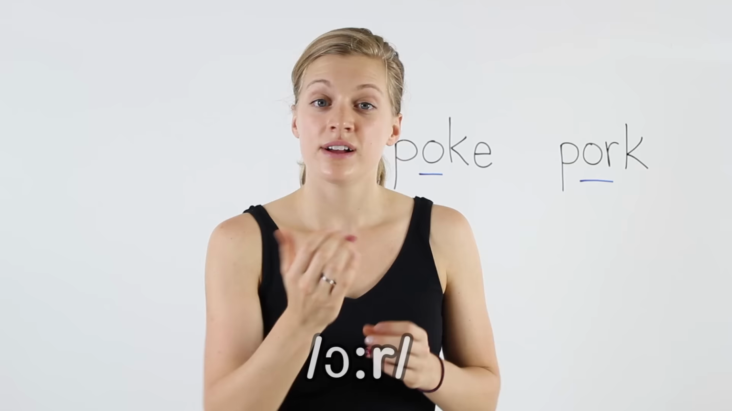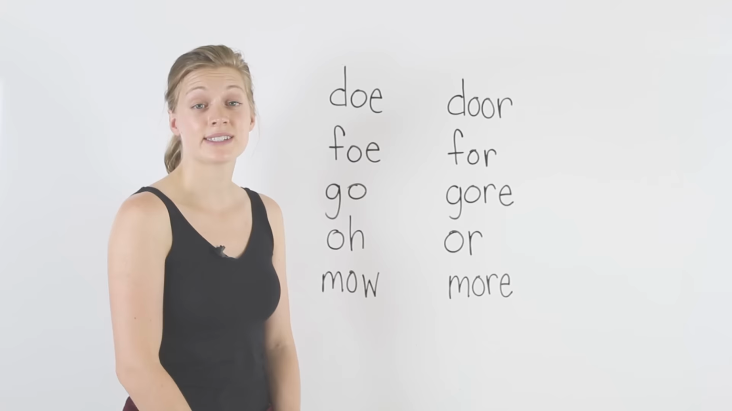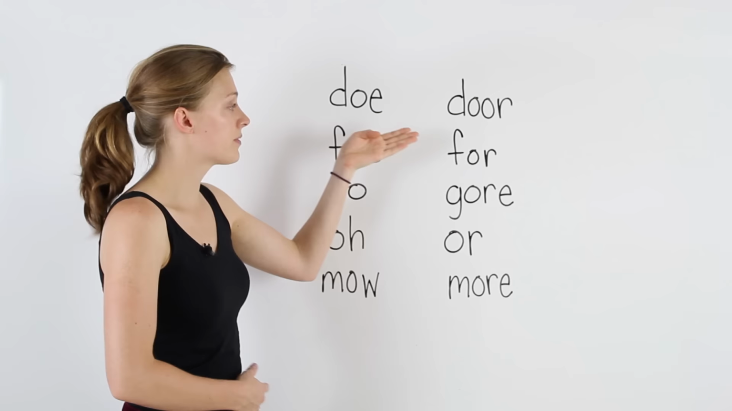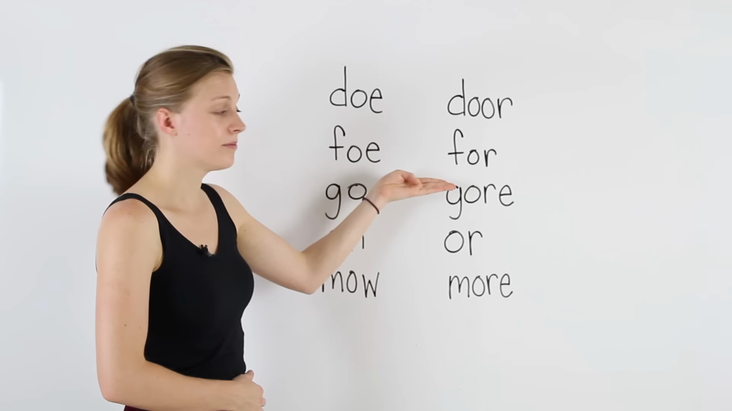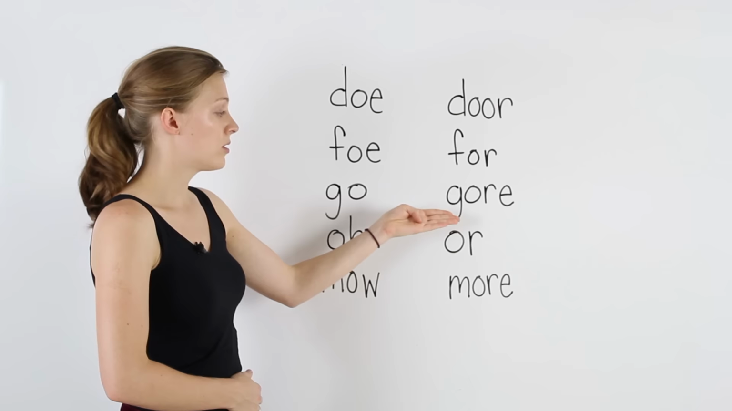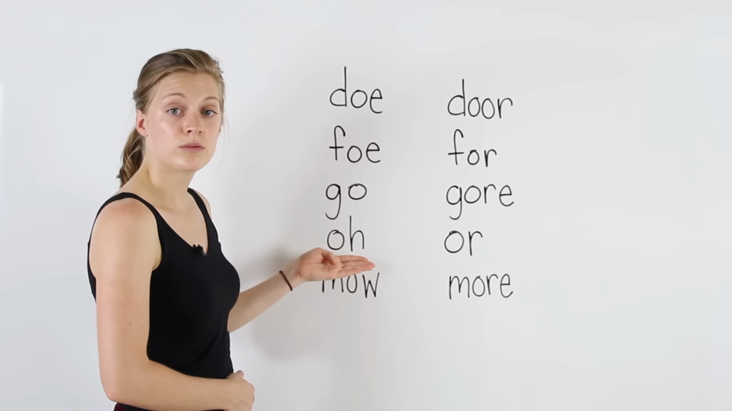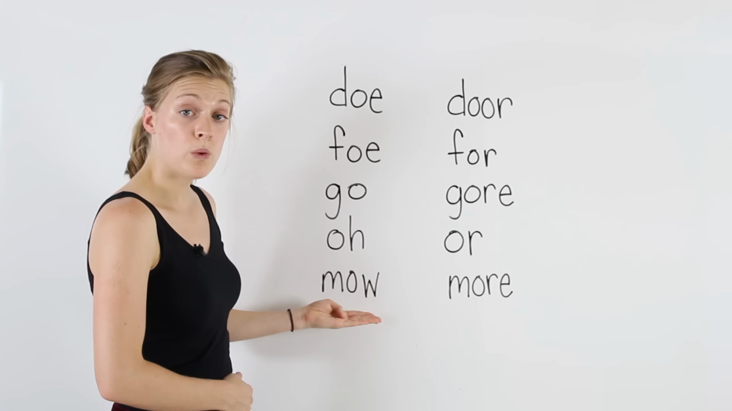Now that you can hear the difference between O and or, let's look at some minimal word pairs. Please listen carefully. Dough, dough. Door, door. Foe, foe. Four, four. Go, go. Gore, gore. Oh, oh. Or, or. Mow, mow. More, more. Let's move on.